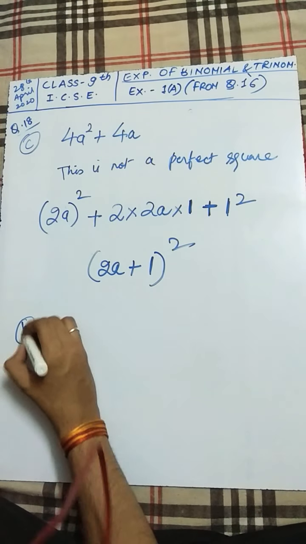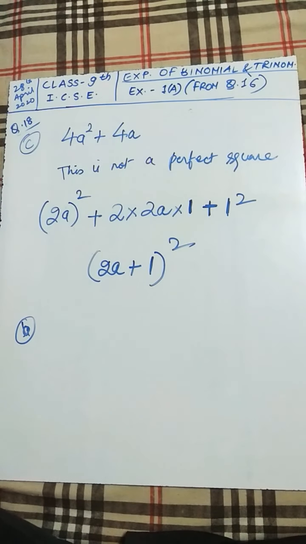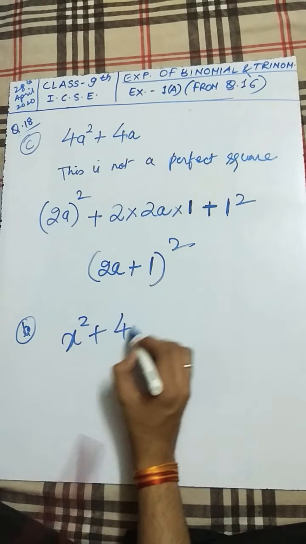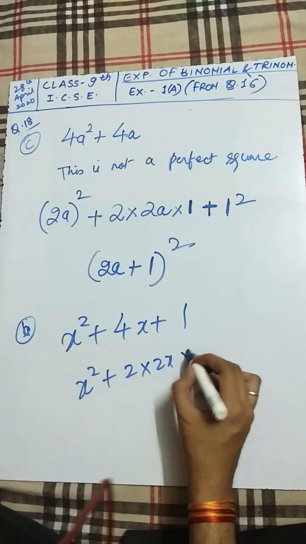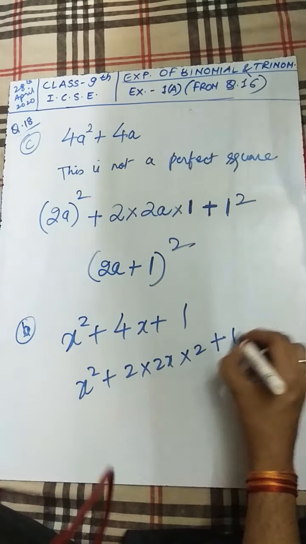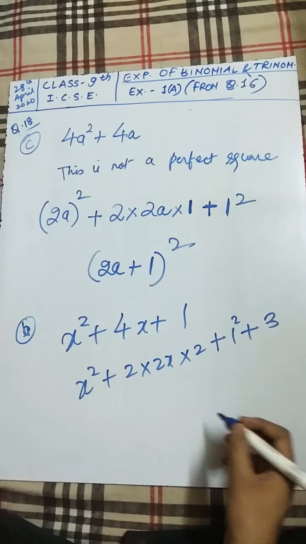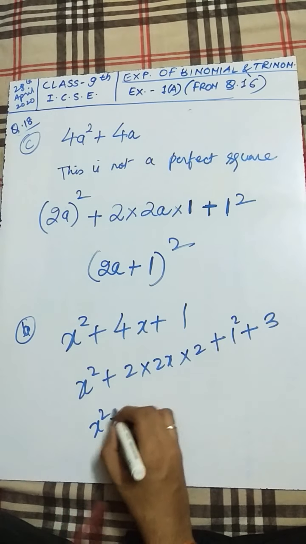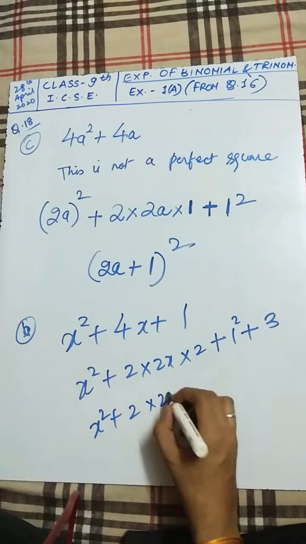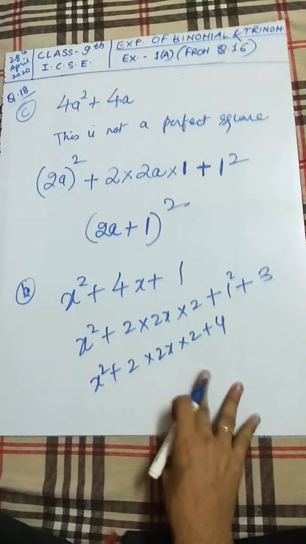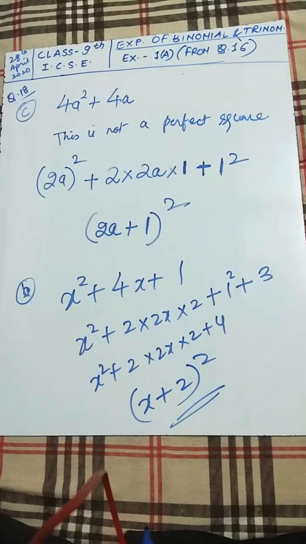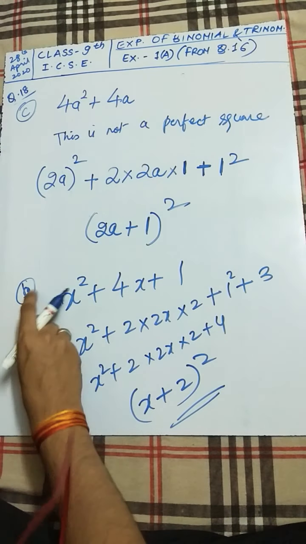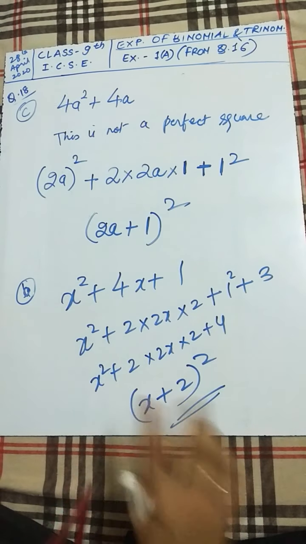Wait, what did we see in the B question, sorry, at the end? We have seen that x square plus 4x plus 1 is x square plus 2 into 2x into 2 plus 1, square plus 3. So this will be 4 plus 4. So the identity is (x + 2) the whole square. Please note this in the B question, I have missed this part. Okay, this is x square.